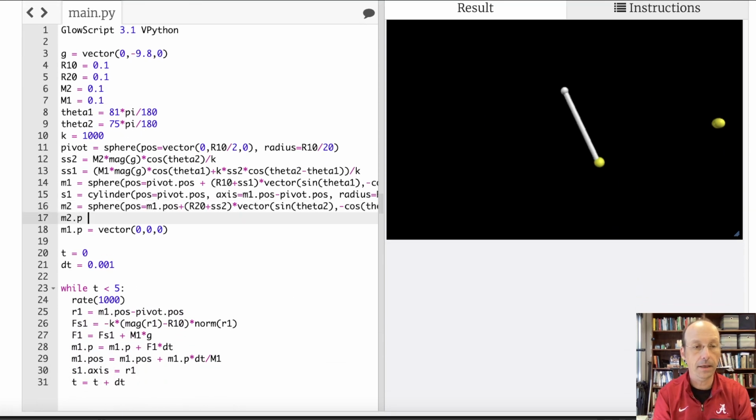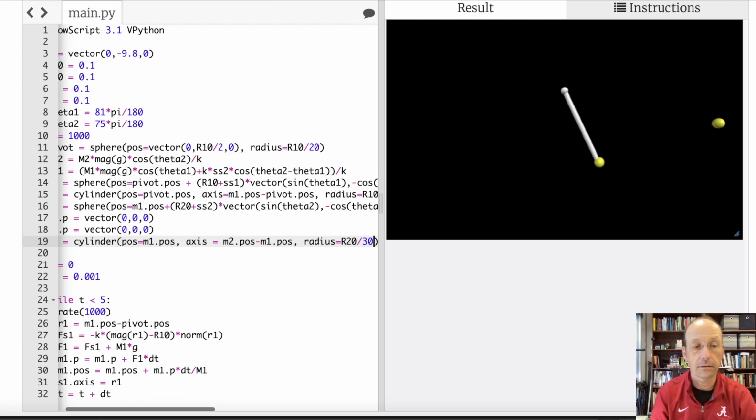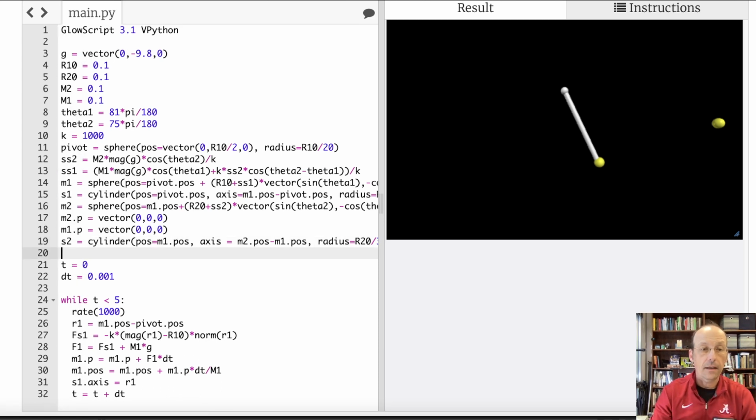Let's do this. M2.p equals vector 0, 0, 0. And then I'm going to put, it's out of order, S2 equals cylinder. Position equals M1.pos. Axis equals M2.pos minus M1.pos. And then the radius is, what did I use before? R20 divided by 30. Okay, I think that's fine. Let's just jump down here and do everything else. Let's see if this whole thing works.